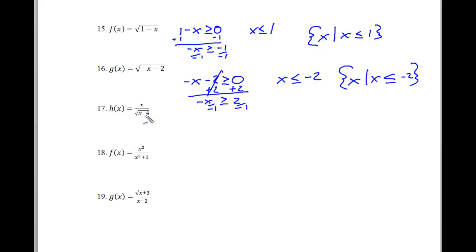Now things get a little weird when you have a square root in the denominator. We said our denominators cannot be 0, and our square roots have to be greater than or equal to 0. So if you look at those two sets, we need to make sure that our denominator is greater than 0. Because we can't have our denominator being 0, we also can't have it being less than 0, so that means our denominator has to be greater than 0, which is pretty easy because x is greater than 4 if you add 4 to both sides. So this is my domain of x, where x is greater than 4.